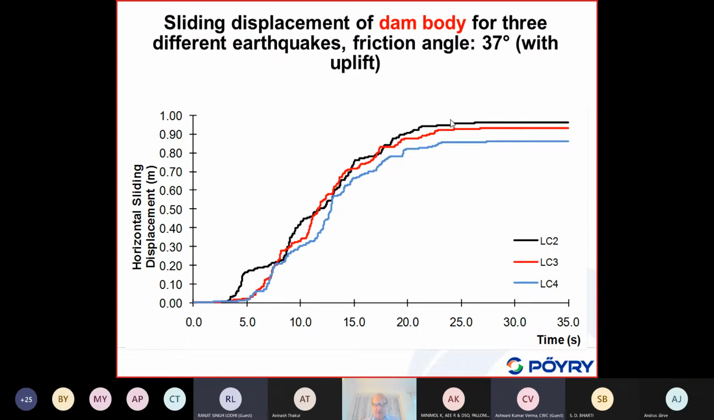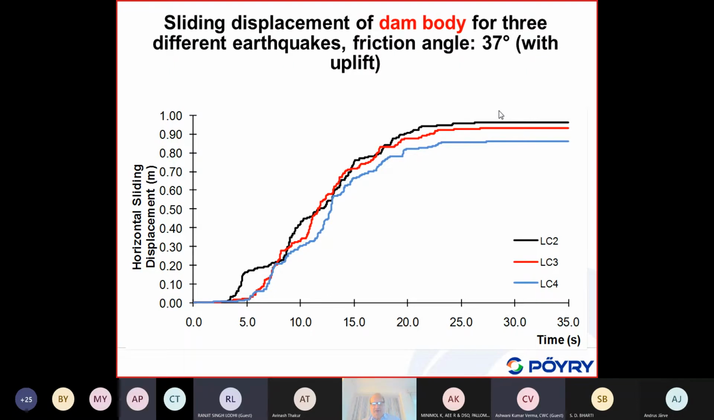What we can see here is the global stability of the whole dam body. Under this earthquake action, which has a duration of strong ground shaking from about 5 to 20, so about 15 to 20 seconds, it deformed, it displaced, sliding about 90 centimeters or 1 meter. So for the whole dam body, the safety factor, of course, is less than 1.